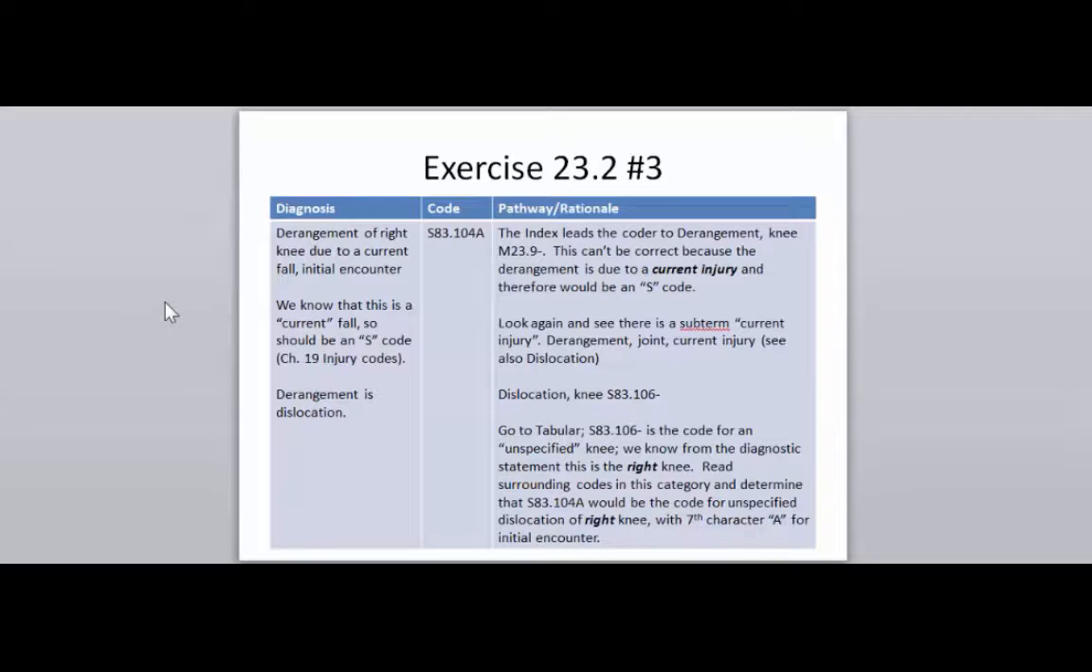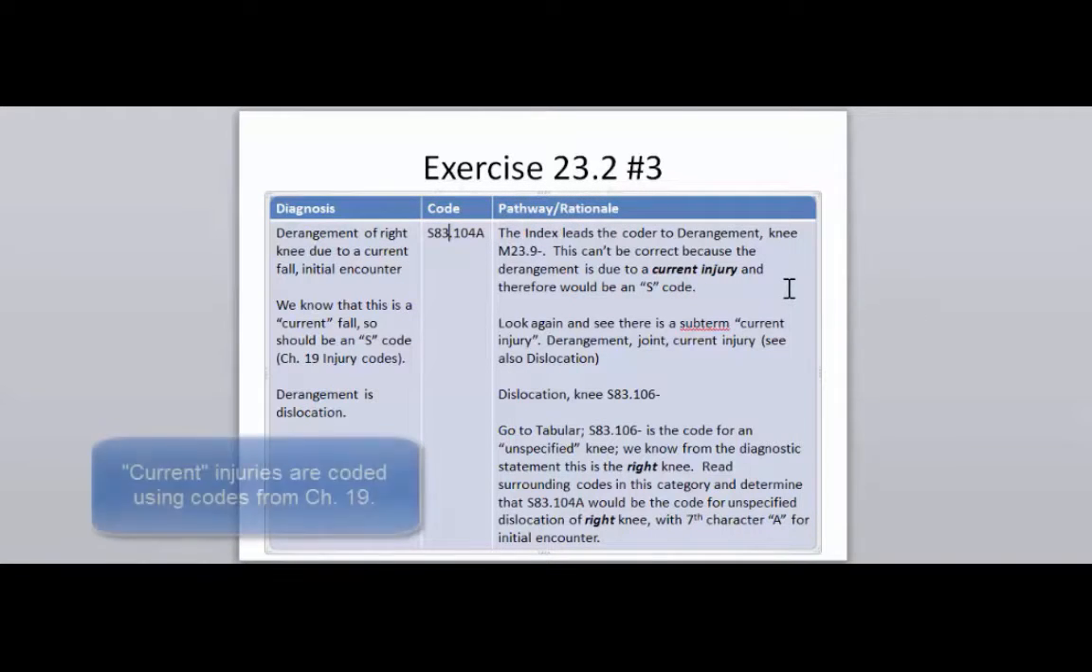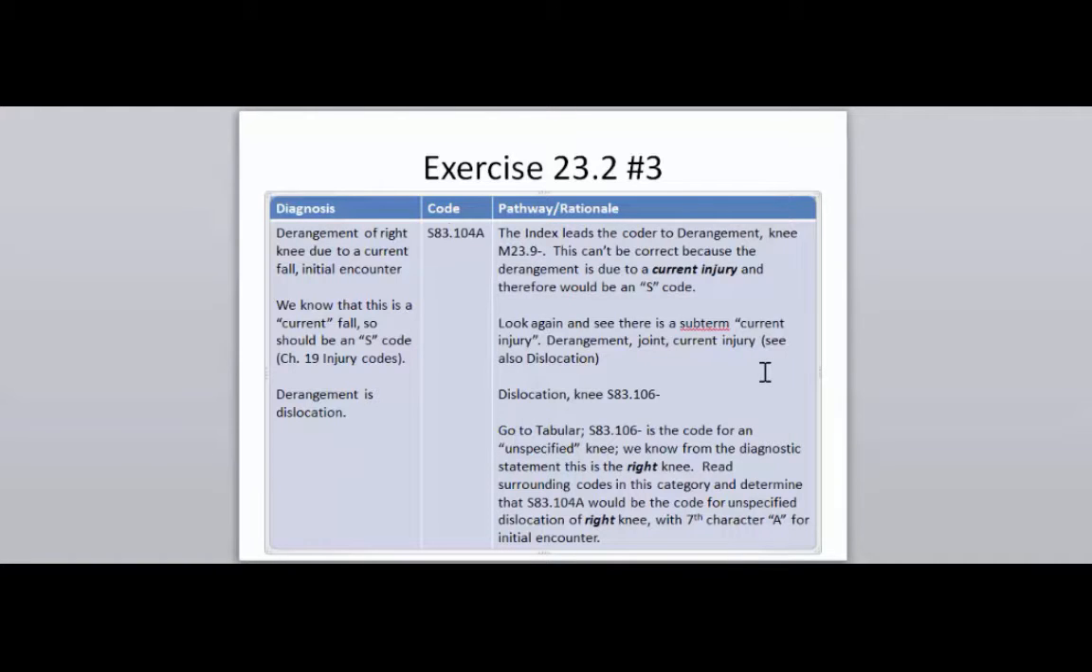Exercise 23.2, number 3. What's interesting here, and I wanted to bring this one as an example, the index, when you look up derangement of the knee, gives you an M code, and we know that can't be correct because it's a current injury. See right here, current, and therefore it has to be chapter 19, an S code. So if you look again, you do see that there's a subterm for current injury. You just don't see it right away. But when you find it, it gives you that S code.